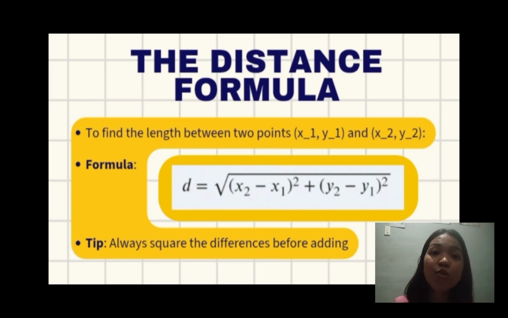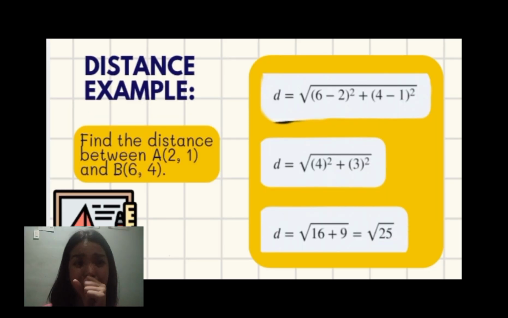And let's see how this works with some real numbers. Okay, let's proceed to our example. Let's look at a concrete example, class. Our problem asks us to find the distance between point A (2, 1) and point B (6, 4).